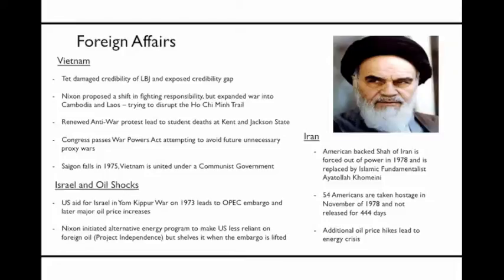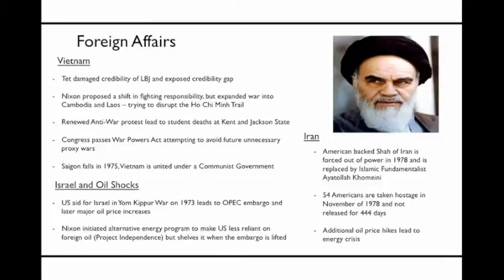However, in 1974, that embargo was lifted. Nixon decided to cancel Project Independence completely, which was a mistake considering future oil shocks would arrive later in that same decade. Another place the United States ran into problems in the late 1970s was Iran.